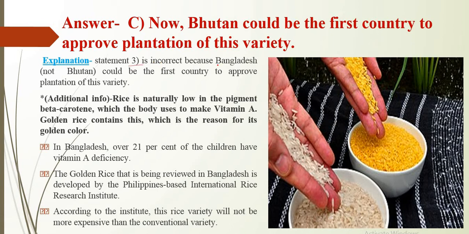Statement 3 was incorrect because Bangladesh, not Bhutan, could be the first country to approve the plantation of this variety, and the rice is naturally low in the pigment, that is beta-carotene, which the body uses for vitamin A, and this golden rice contains this, hence its color is golden. And in Bangladesh, over 21% children have vitamin A deficiency. And this golden rice has been reviewed in Bangladesh, which was developed by the Philippines-based International Rice Research Institute. And this rice variety will not be more expensive than the conventional one. You can see in the picture that these are the golden rice and these are the conventional rice which are lacking in pigment of beta-carotene. So now let's move on to the next question.